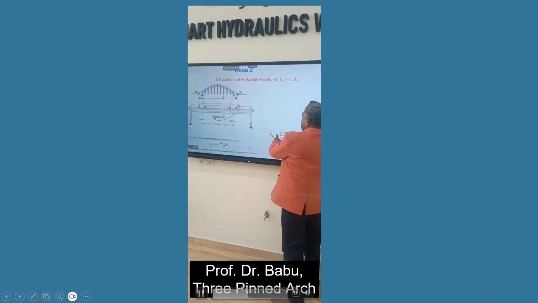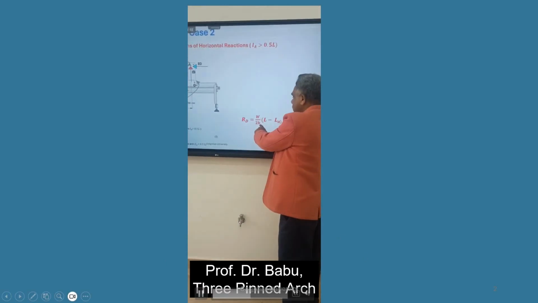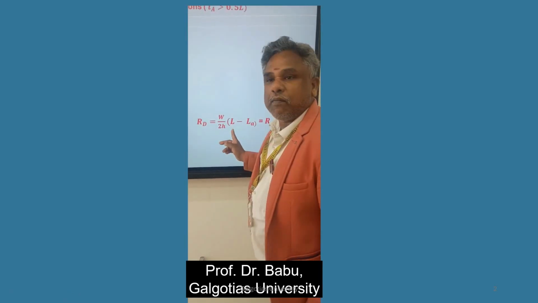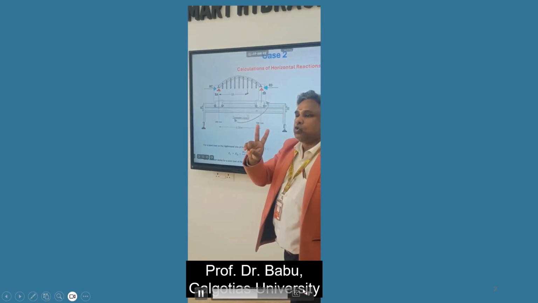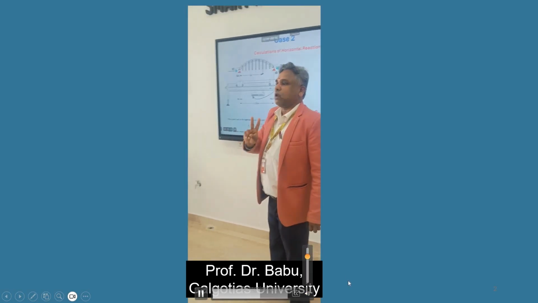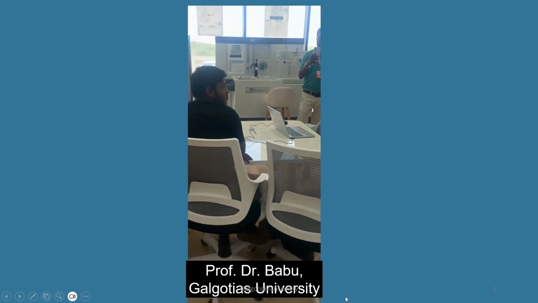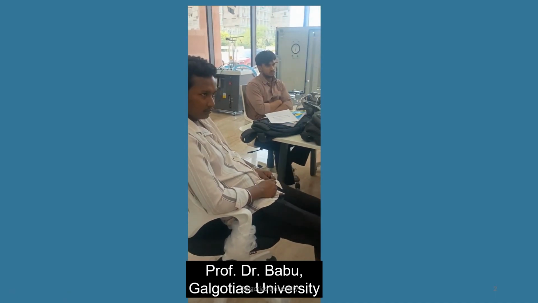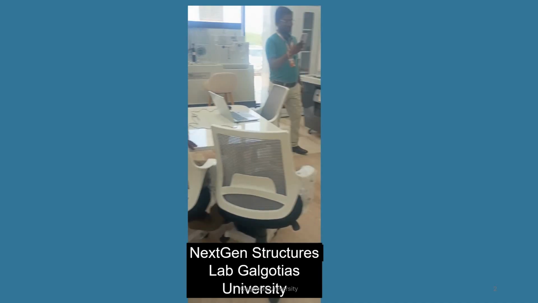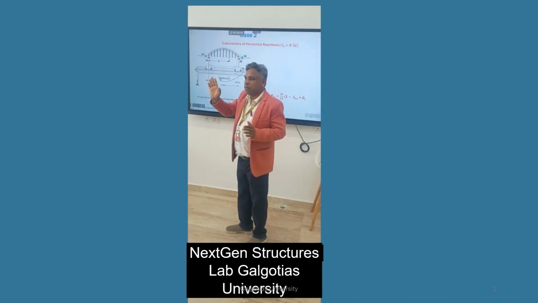So the formula for this is W applied divided by 2, multiplied by L minus LA, that is equal to R. Okay, these two formulas will be used to calculate the reactions. One formula is for LA less than L by 2, another formula is for LA greater than L by 2.